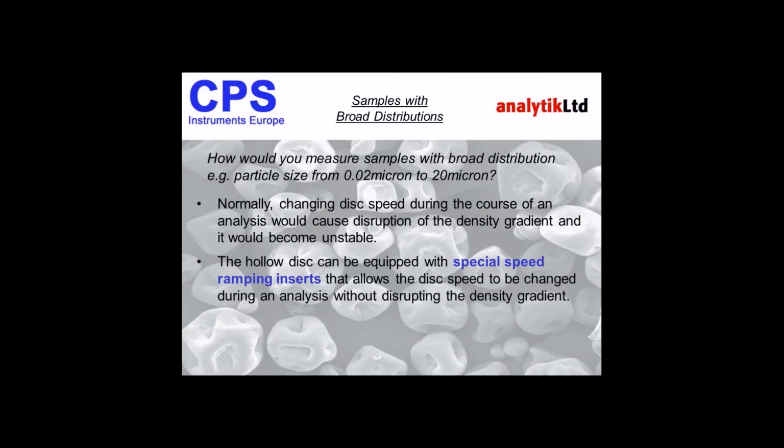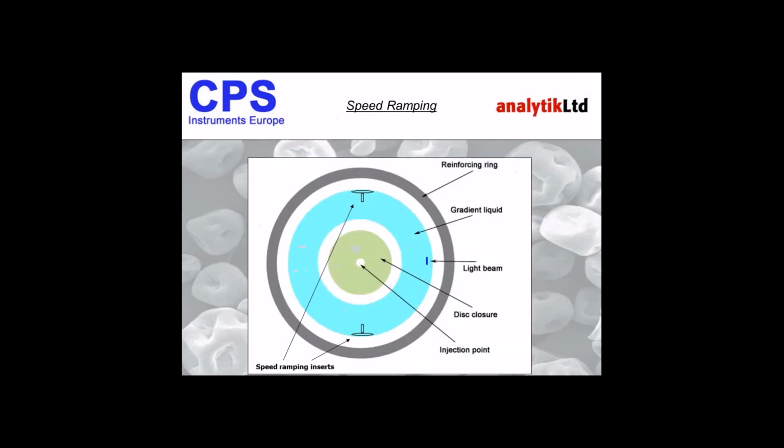Very simple solution. We can actually place some special speed ramping inserts or baffles inside the disk, which will allow the disk speed to be changed without disrupting the density gradient. Now, I'm just going to skip to this slide to show you what these baffles look like. These baffles come in pairs, they're T-shaped, they're placed inside the disk at opposite ends, and they partition the disk in such a way that they cause the fluid inside the disk to move at the same speed as the disk. So it's kind of a separator wall which prevents the disruption of the density gradient. So a very simple way of allowing you to measure particles of very large dynamic range. So we can do analysis of dynamic range of up to 1,000 quite easily.